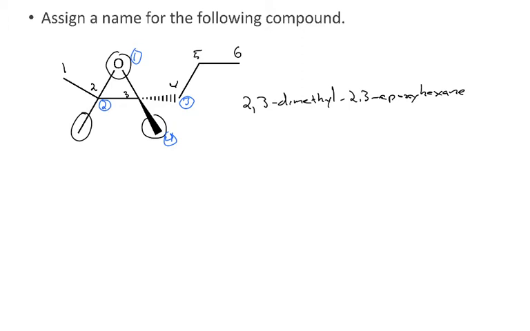So our initial configuration is 1, 2, 3, 4. If I swap any two groups, then the configuration is going to be the opposite. So if I switch the 3 and the 4 and leave the 1 and the 2 alone, whatever this configuration is going to be the opposite of my actual configuration. But because in this one I have the 4 in the back, I can actually assign this one. So this is 1, 2, 3, and we're going counterclockwise. So this is S, but that means our original configuration was R. So our compound is in fact R. To finish off the name, we'll put that in front. It's (R)-2,3-dimethyl-2,3-epoxyhexane.